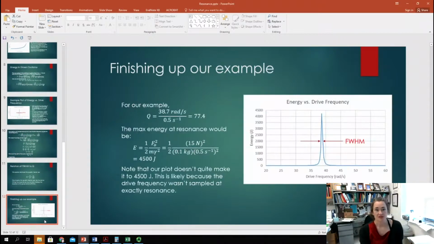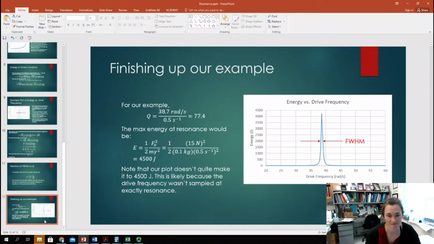So let's finish up our example, okay? In our little example problem, what would the quality factor have been? Well, our quality factor would have been the resonant frequency, omega naught, divided by gamma. So that's 38.7 radians per second divided by 0.5 inverse seconds, and that gives us a quality factor of about 77.